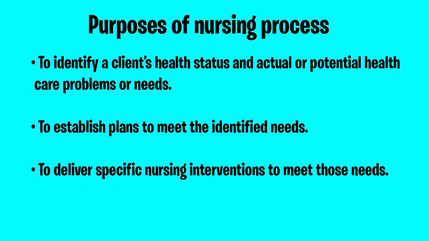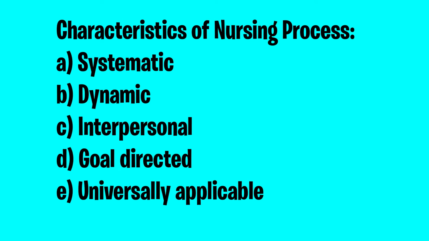Purpose: an assigned nurse mainly focuses on clients' health needs, either an actual health problem or potential health needs. Then she makes plans according to the needs of a patient and delivers the interventions as per their needs. Characteristics of nursing care plan: a nursing care plan must be systematic, dynamic in nature, interpersonal related, goal directed and universally applicable. Steps of nursing process: it has 5 major steps: assessment, diagnosis, planning, implementation and evaluation.